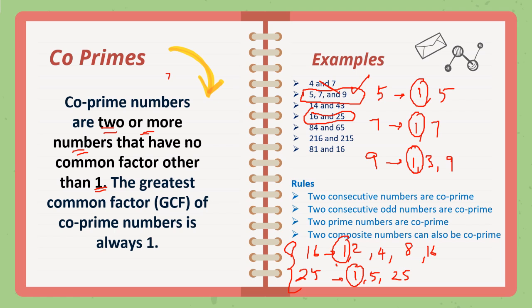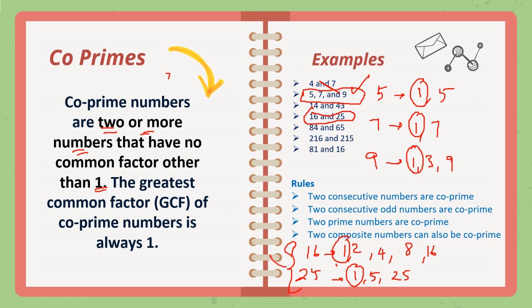So always remember, for a set of numbers to be co-primes, it is not necessary that they have to be prime numbers. Even non-prime or composite numbers can also be co-prime to each other, provided their greatest common factor is only 1. Here are some examples that I have given, so you can just go through that.